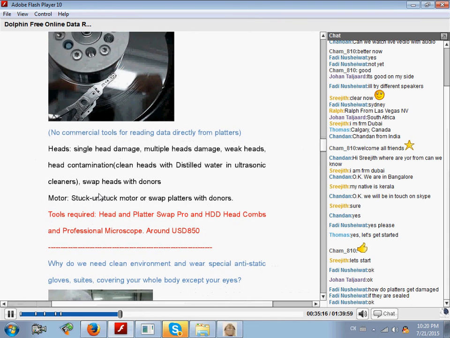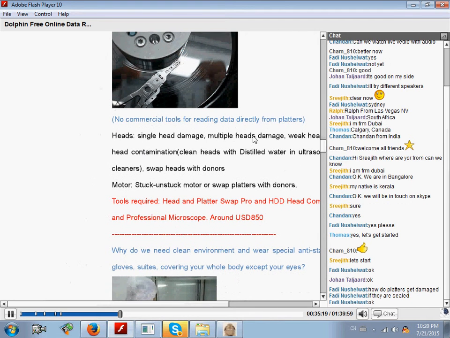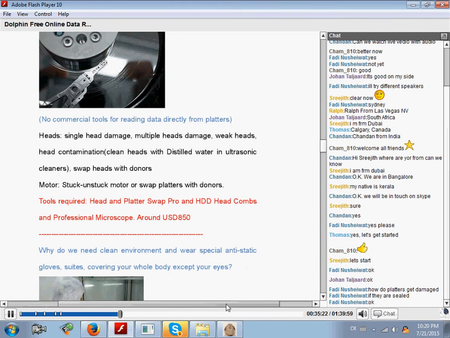About heads damage, the common problems are single head damage, multiple head damage, weak heads, and head contamination. For some cases, even if the hard drives have the single head damage or weak heads, the hard drives can still be detected with some special tools, such as our DFL DDP USB 3. And only if it can be detected and the ID can be read, then we can try to image this drive.